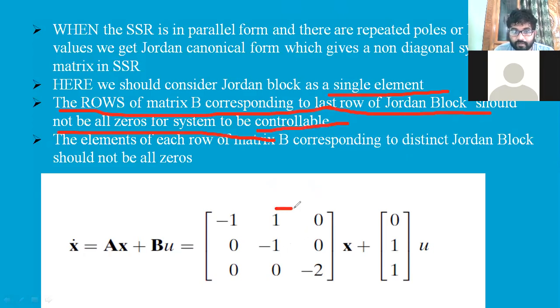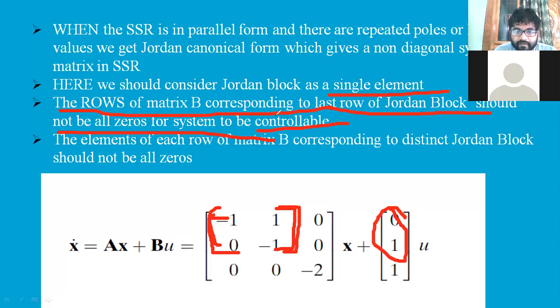So this is the Jordan block. It means this is the block corresponding to the repeated root. What is the repeated root? -1. Okay. For these two rows, what are the two elements corresponding to the input matrix? These are the two elements corresponding to the input matrix.